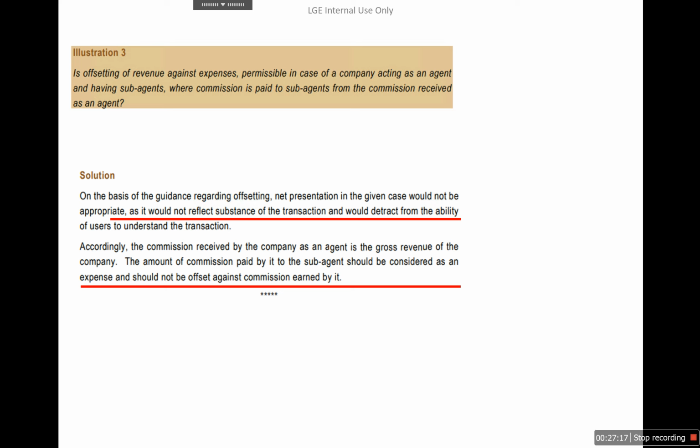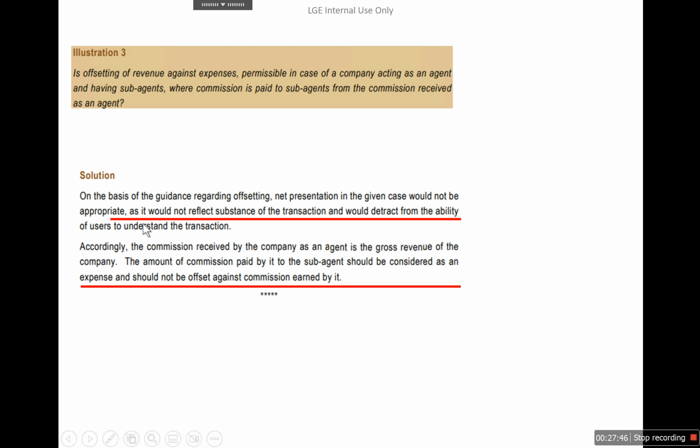Next is, is offsetting of revenue against expenses permissible in case a company acts as an agent and has sub-agents, where commission is paid to the sub-agents from the commission received as an agent? So as we have discussed, offsetting is not allowed unless it is permitted by Ind AS, or the substance of the transaction is like this. So if we net off the expenditure from the revenue, it is not correct.